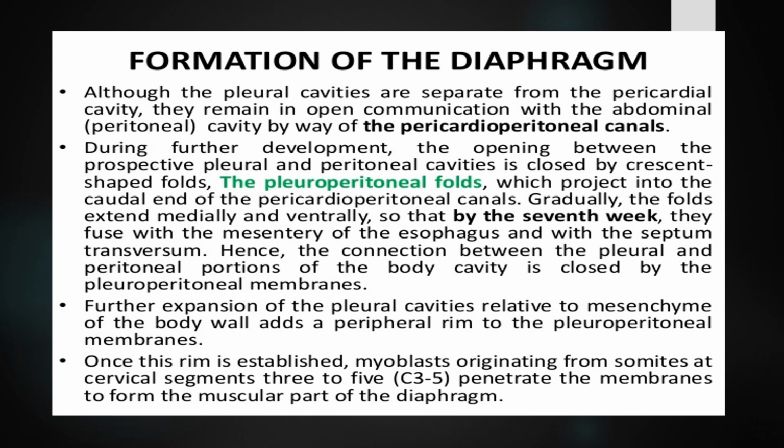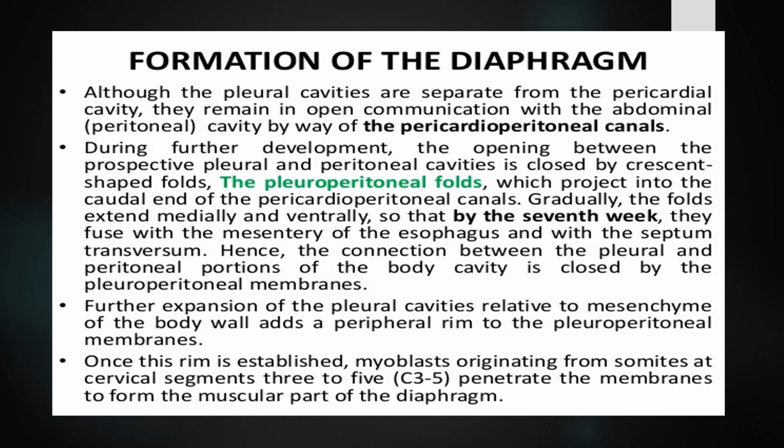So how does the diaphragm form? Although the pleural cavities are separated from the pericardial cavities, they remain in open communication with the abdominal cavity by way of the pericardio-peritoneal canals. During further development, the opening between the prospective pleural and peritoneal cavities is closed by a crescent-shaped fold, called the pleuroperitoneal fold, which projects into the caudal end of the pericardio-peritoneal canals.